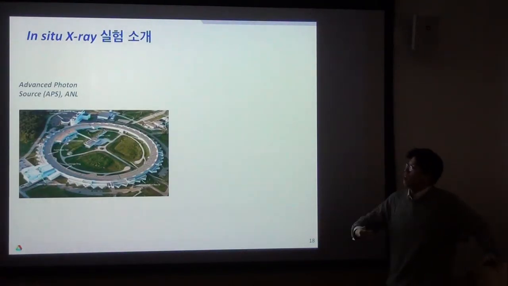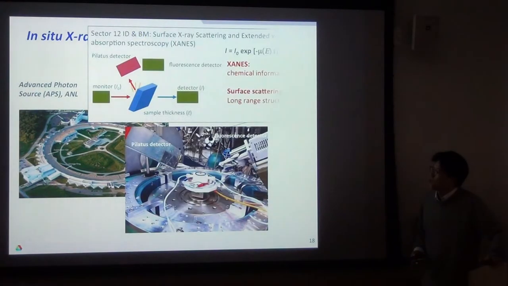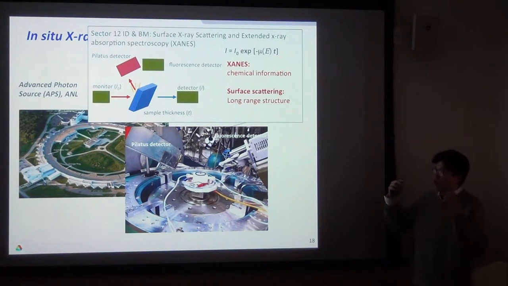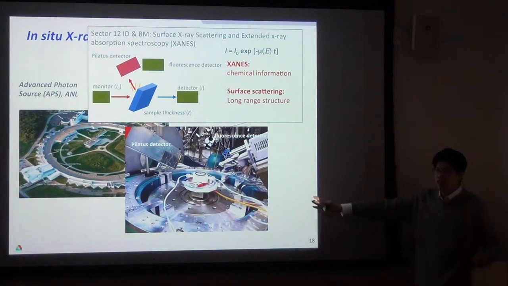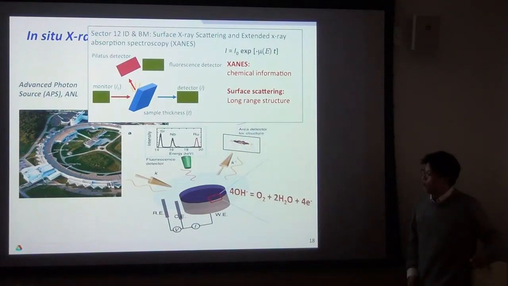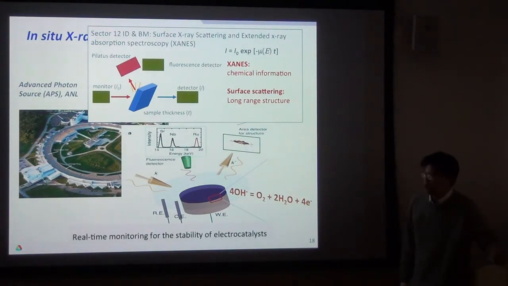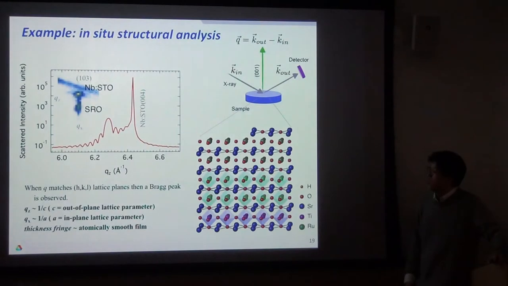To get further insight into the structure dependence and the stability in real time, we performed in-situ X-ray spectroscopy and scattering at the same time by using our home-built in-situ X-ray cell. It is very small and very cheap, but it is very necessary to perform this kind of in-situ X-ray study. From that, it is possible to get real-time monitoring, especially of the stability of the electrocatalysis. It is very important.